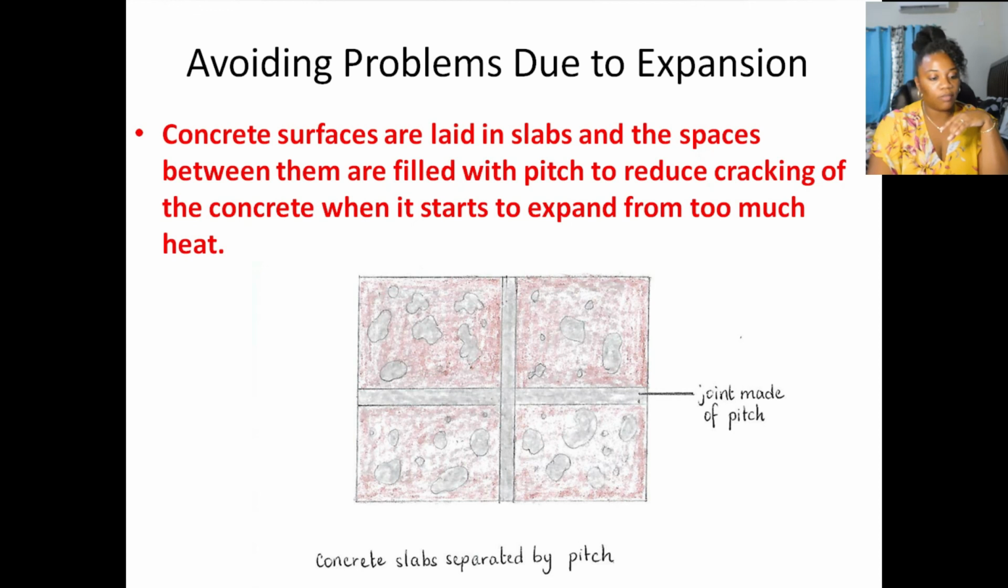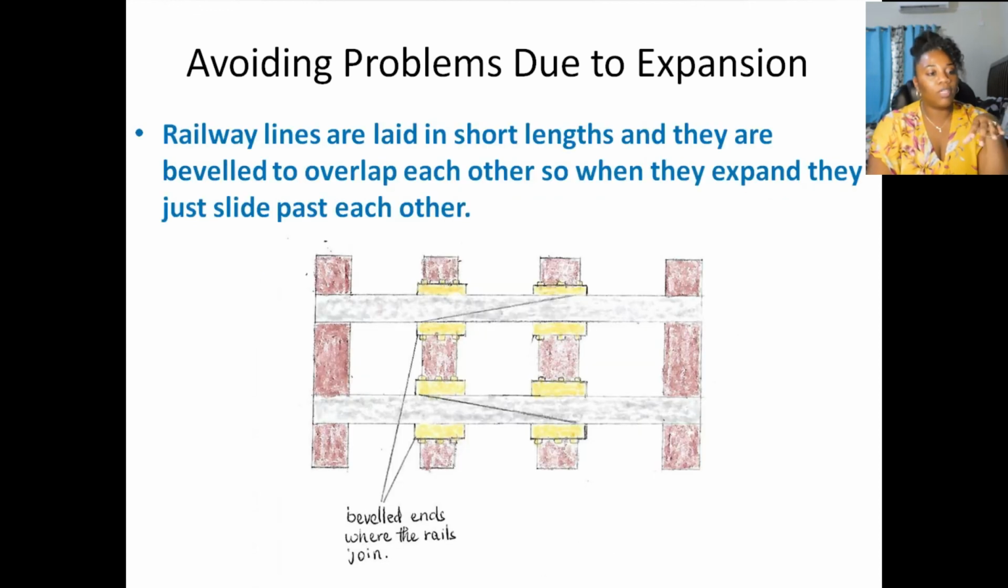So that's one. And then we have railway lines that are laid in short lengths, and they are beveled to overlap each other. So when they expand, they just slide past each other. This is the bevels right here, and you see the cuts right here. When they expand, this would expand this way, and that would expand that way. So it wouldn't have any buckling. So beveled ends stop buckling. That's what it does.